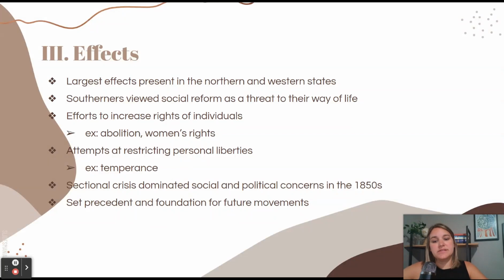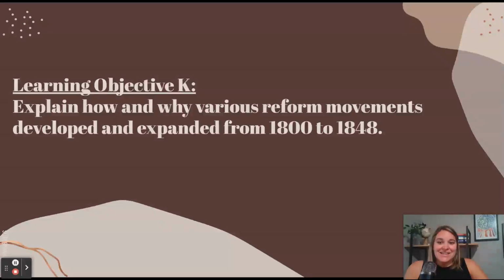What ends up happening is the sectional crisis over slavery dominates social and political concerns. So a lot of these reform movements experience a lot of growth in the 30s and 40s and then kind of get subdued in the 50s, but then they'll make their appearance again later in American history. And so really these movements are setting the precedent and foundation for future movements. There definitely were successes in the time period, but all of those are going to be expanded upon in the later decades. So I hope this was helpful for you for understanding how reform movements developed and expanded.